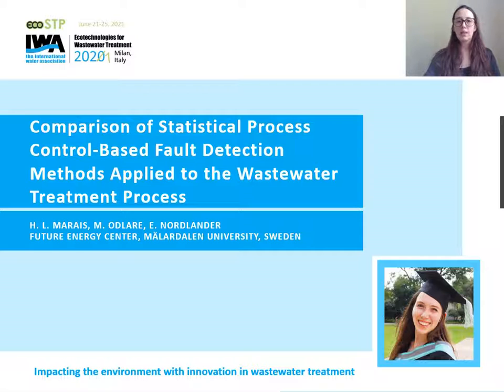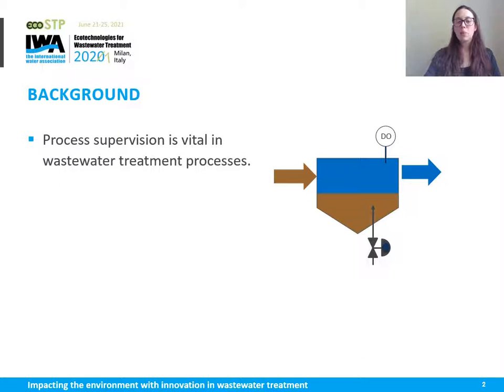Today, I will be presenting some of my work on the use of statistical process control charts for univariate sensor fault detection in wastewater treatment. One of the main reasons that we are interested in this topic is due to the importance of process supervision in wastewater treatment. This is made evident particularly when considering the restrictions that are placed on effluent quality.